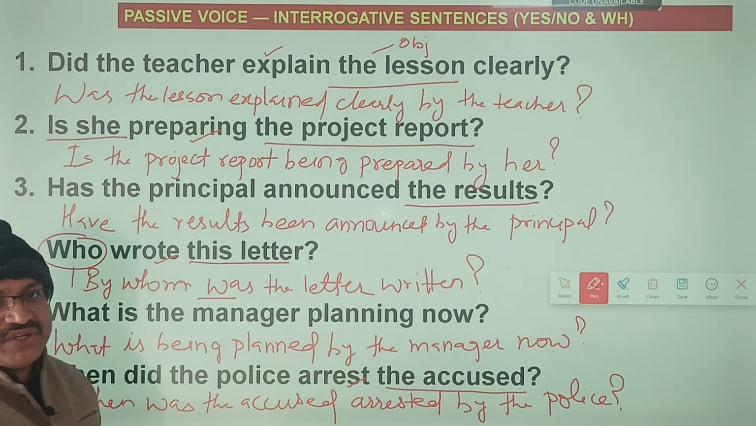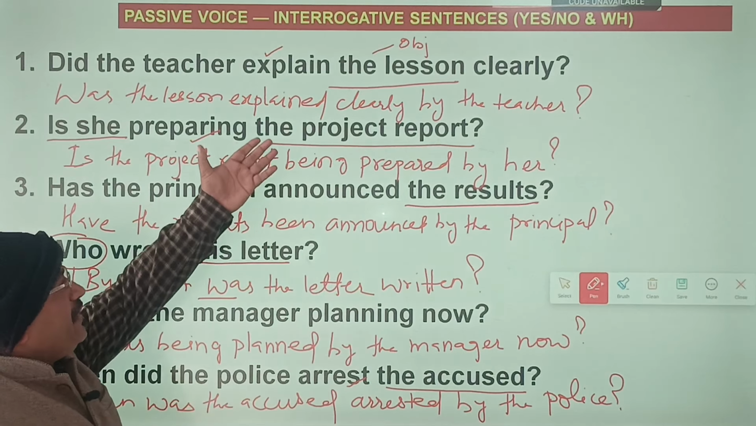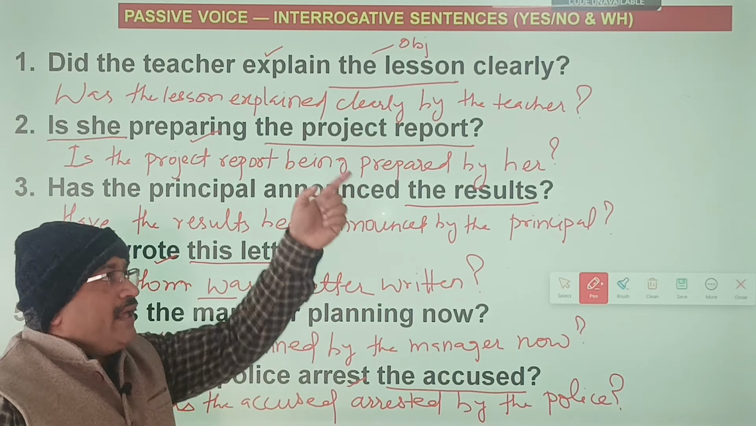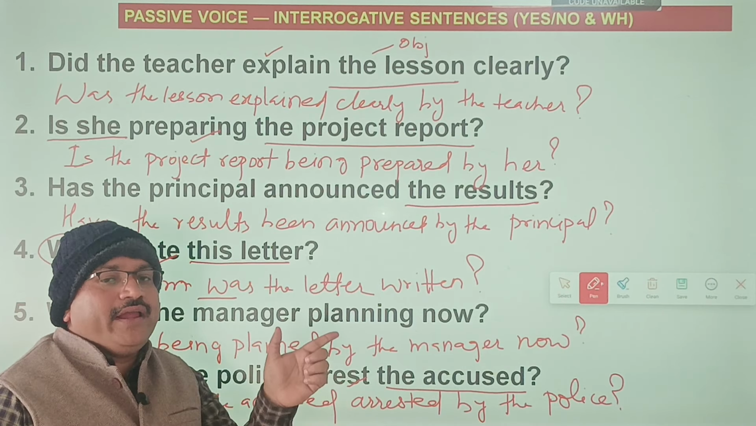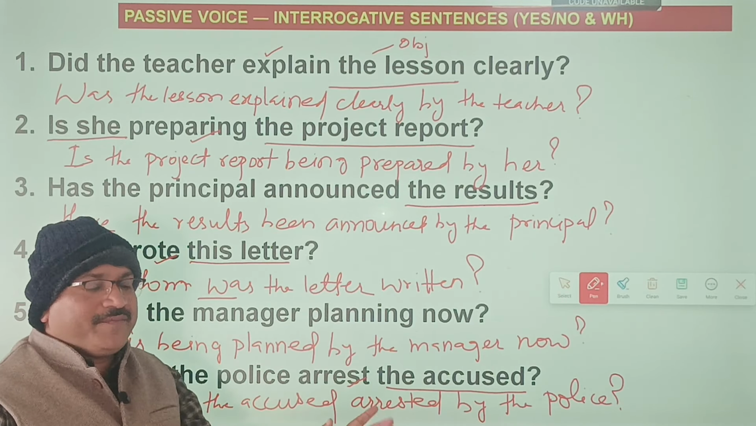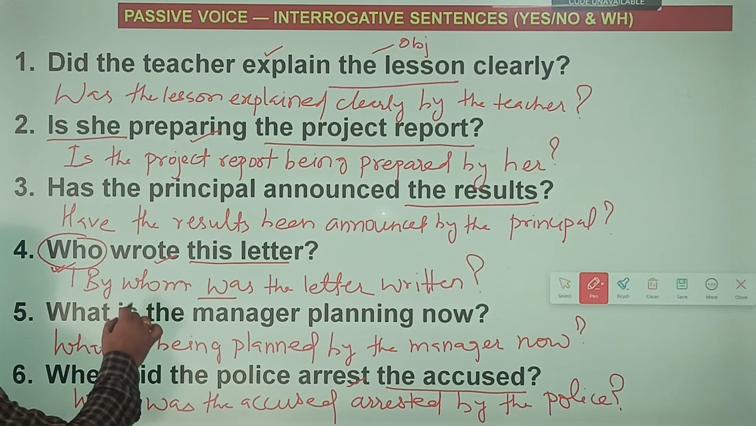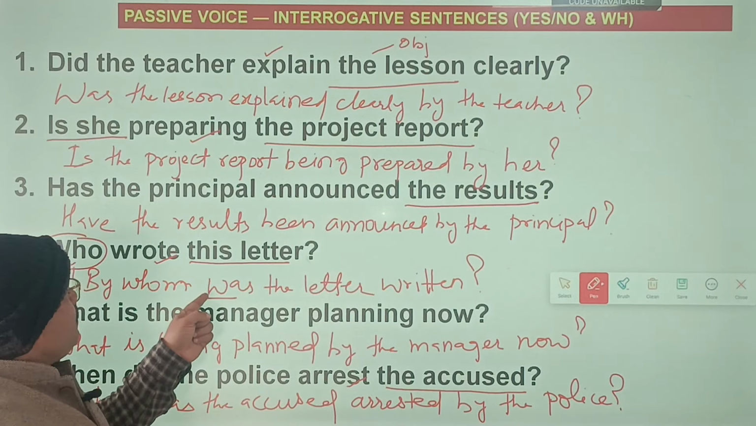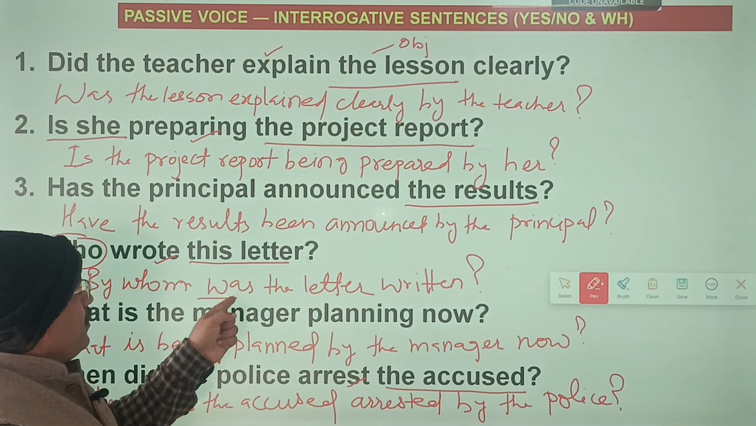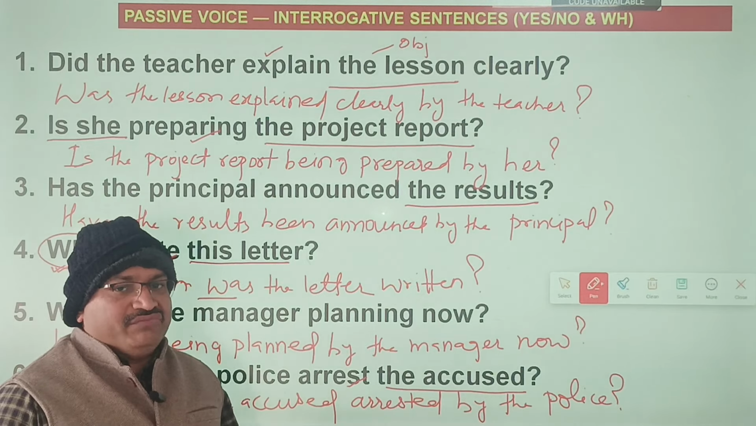Sign of interrogation. So basically what you have to keep in mind: don't change the structure of the sentence. If the active sentence is interrogative, the passive will remain interrogative. That's it. Just keep this in mind, very important. Who is changed into "by whom", and then the same rule will be followed: by whom, helping verb, then object, then V3.